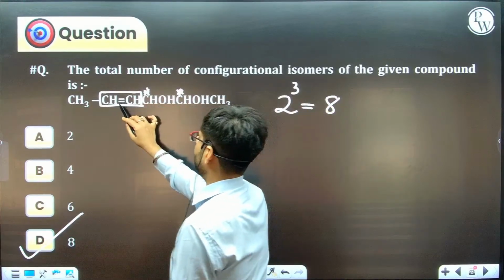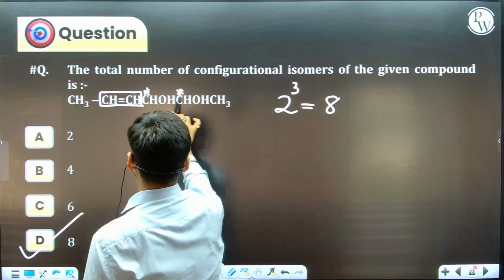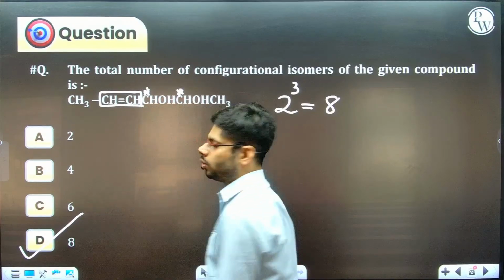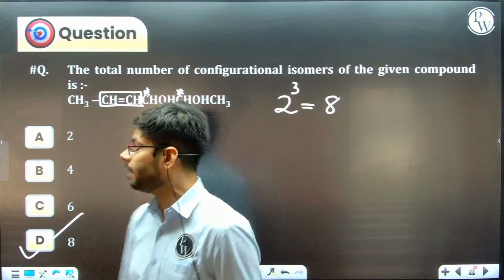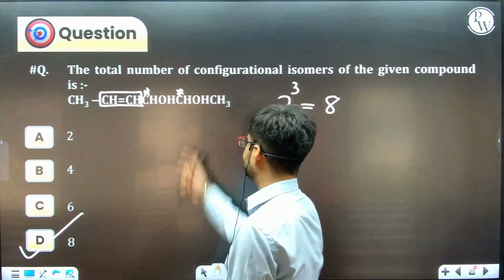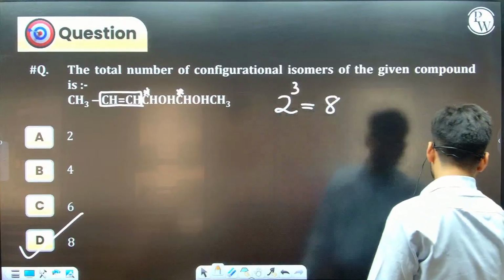1 double bond around which geometrical isomerism is possible. There are 2 chiral carbons, so 2 raised to n is the formula for finding out the number of stereoisomers if the molecule is unsymmetrical. This is an unsymmetrical molecule, clearly we can see. So 2 raised to n, 8.